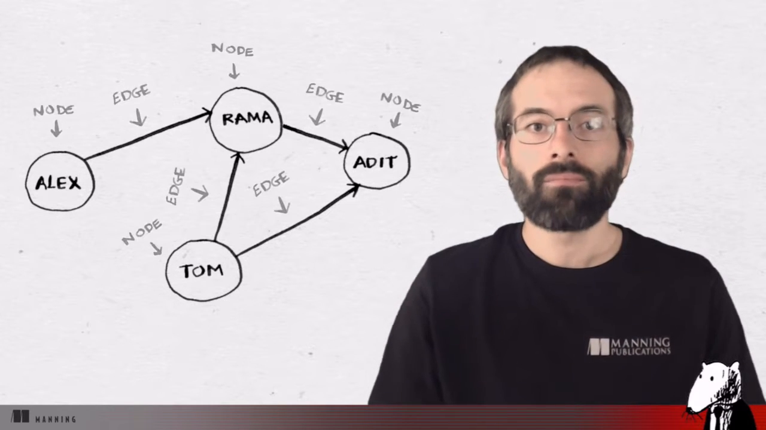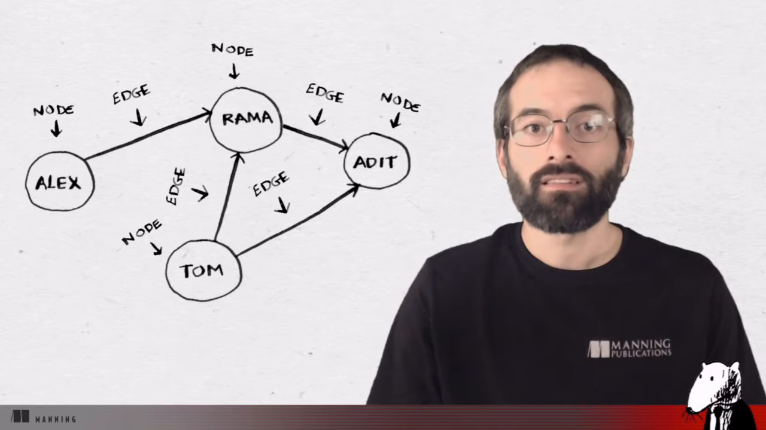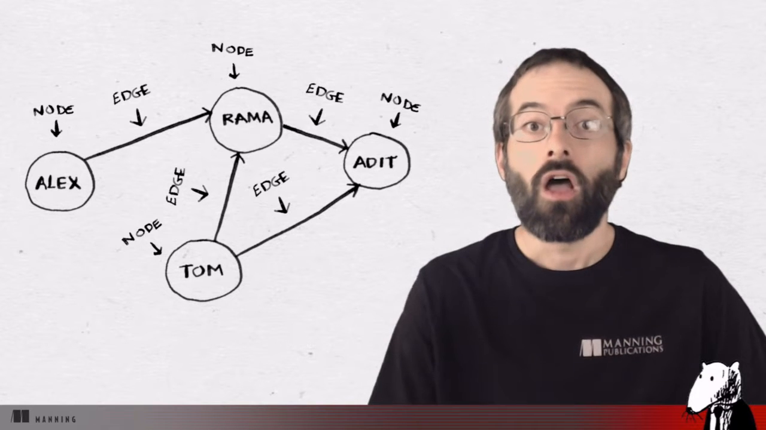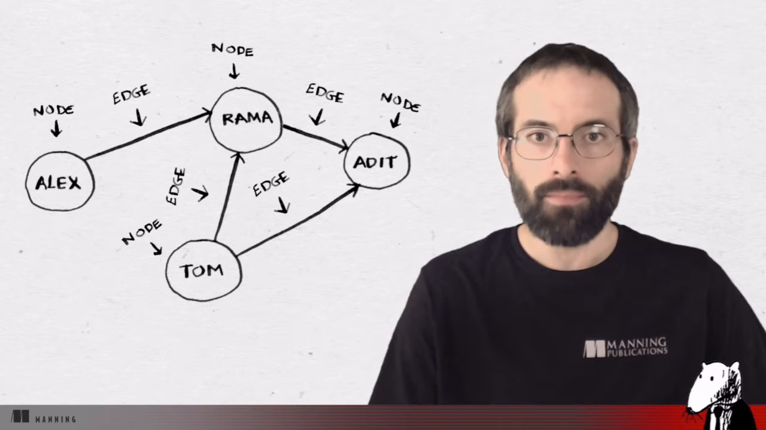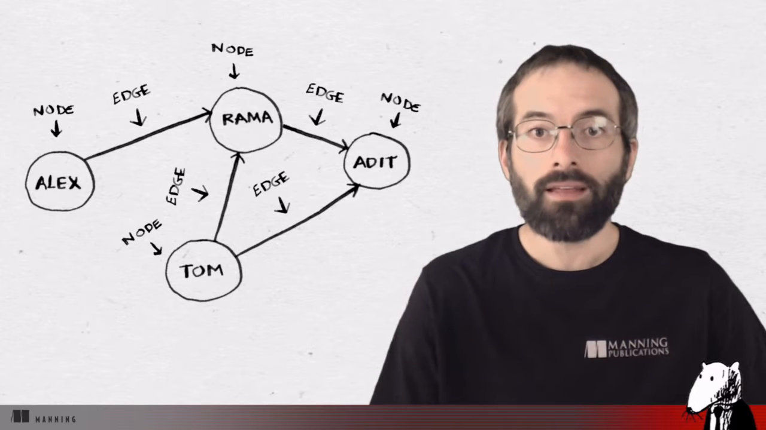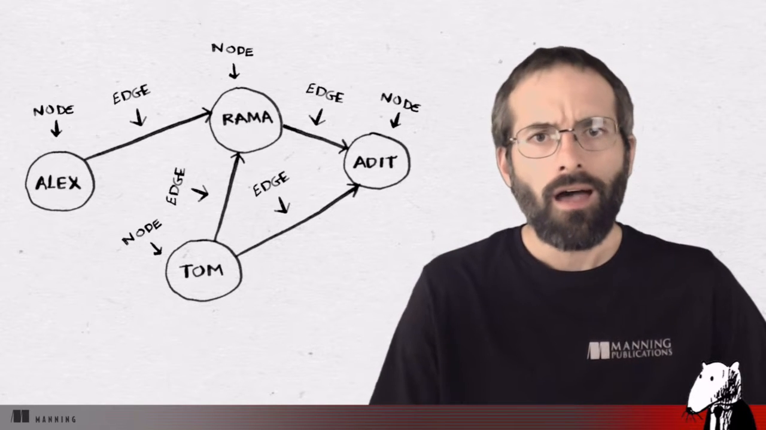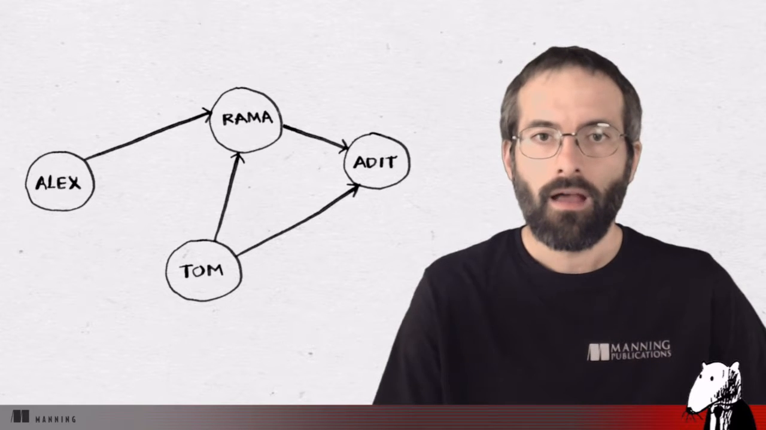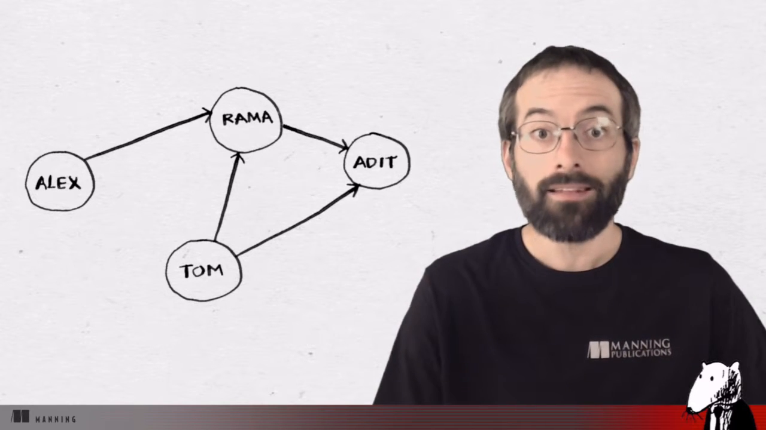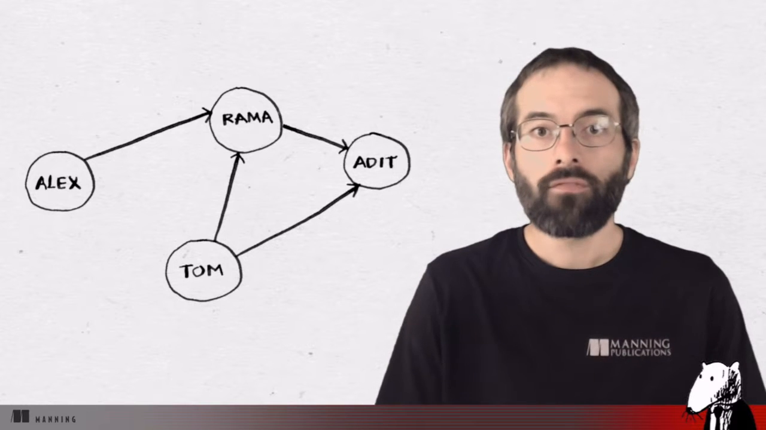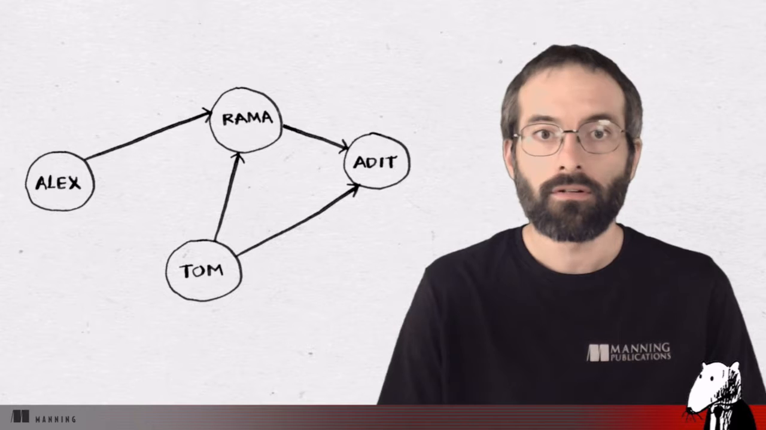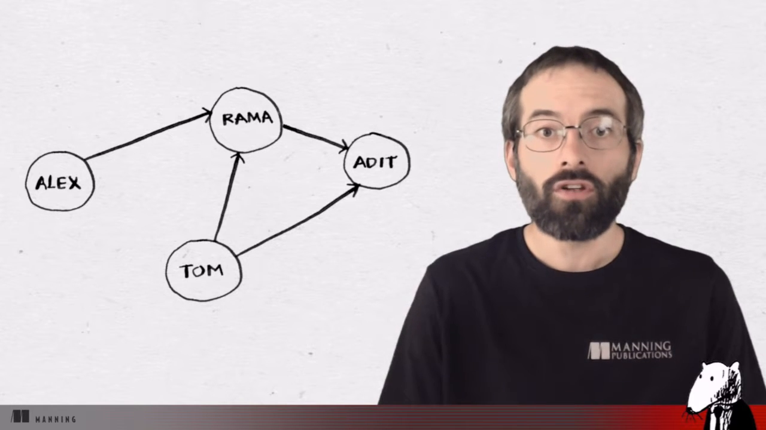Each graph is made up of nodes and edges. That's all there is to it. A node can be directly connected to many other nodes. Those nodes are called its neighbors. In this graph, Rama is Alex's neighbor. Audit isn't Alex's neighbor because they aren't directly connected. But Audit is Rama's and Tom's neighbor. Graphs are a way to model how different things are connected to one another. Now let's see Breadth-first search in action.